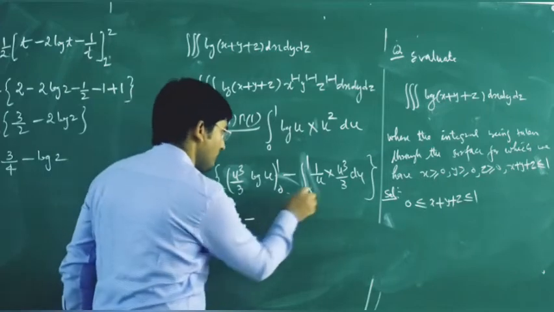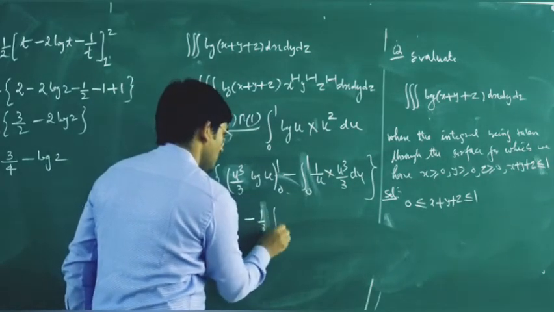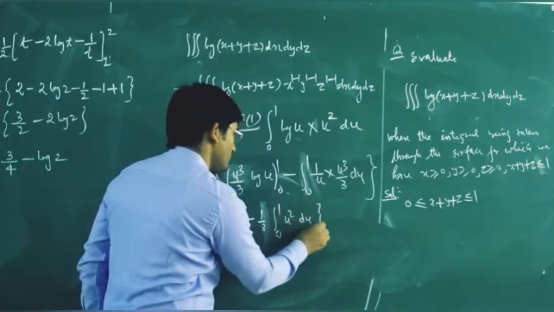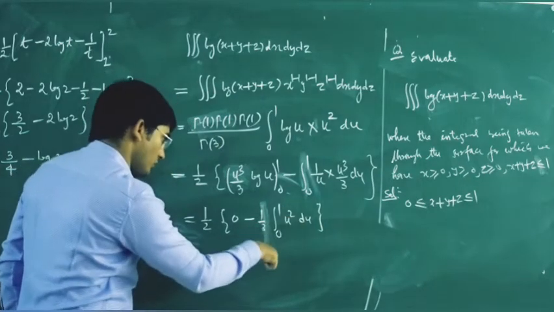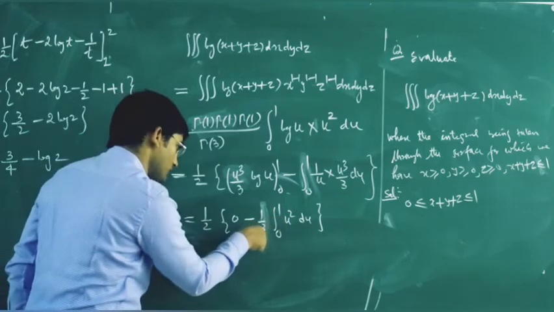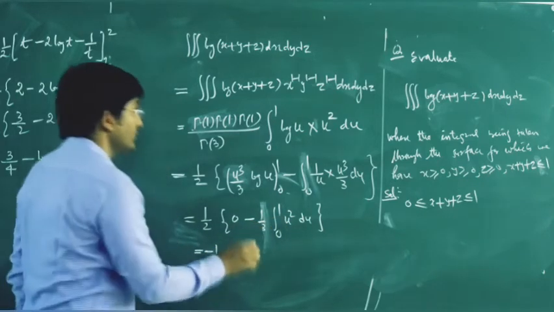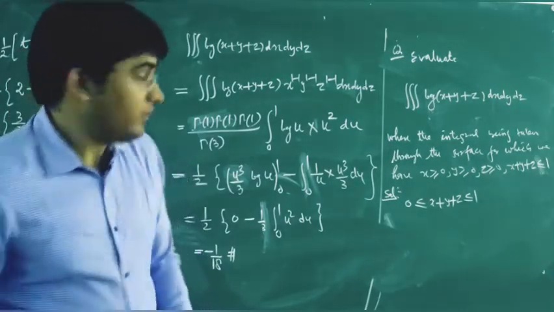Now here we have the integral of 1 by 3 u square du, and the integration of u square will be u cube upon 3, so we have minus 1 by 3 into 1 by 3, so this will be minus 1 by 9, so we have minus 1 by 18 as the answer. So the value of this integral is equal to minus 1 by 18.